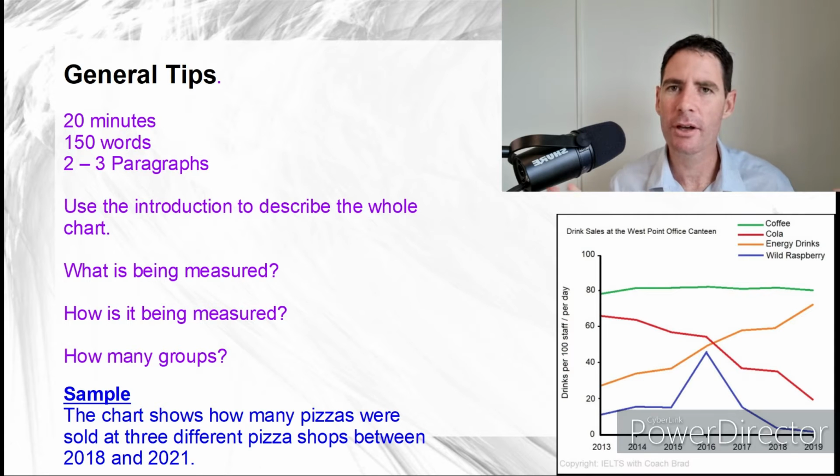How many groups? Well, there are 4 different drinks which are being measured, and they are being measured in drink sales per day for every 100 staff members at the West Point Cafe. You can see my quick example for a different test. The chart shows how many pizzas were sold at 3 different pizza shops between 2018 and 2021.